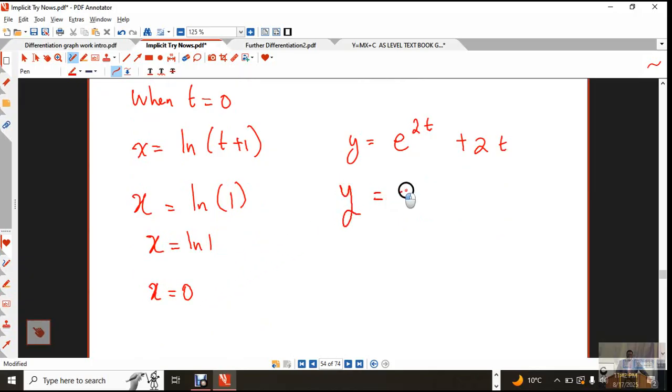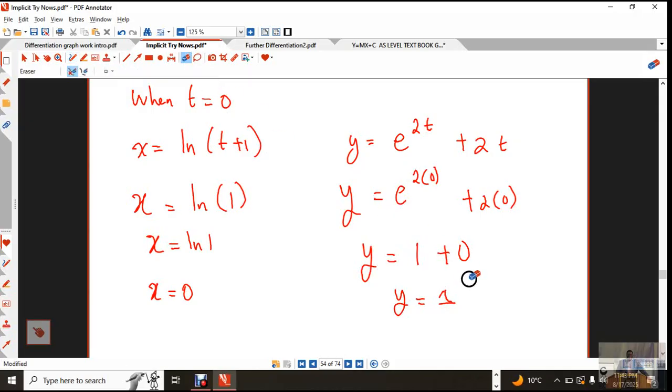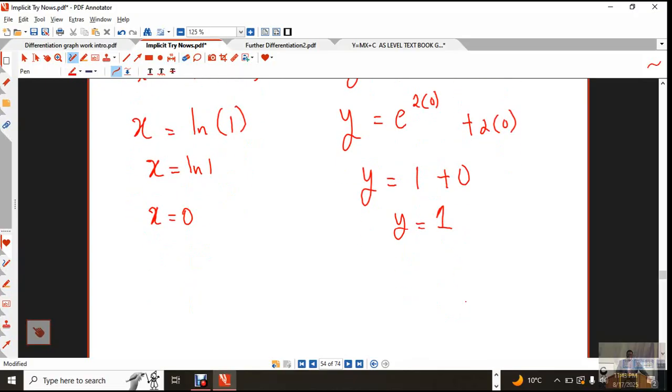Here, y will be e raised to the 2 times 0 plus 2 times 0. Every time they give you these particular values for exponential functions, they like to make t equal to 0, so that your business can simplify. So this is going to be 1 plus 0, then y is equal to 1. Okay, so I have got my point: x is 0, y is 1.